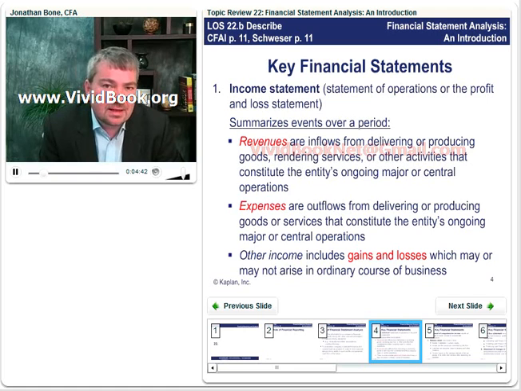Now our final line talks about other income and mentions gains and losses. You can see it may be arising in the ordinary course of business or may not. So other income could include dividends that you're receiving as a result of holding investments. It could include gains and losses on the disposal of your long-lived assets. It could include gains and losses on the retirement of debt.